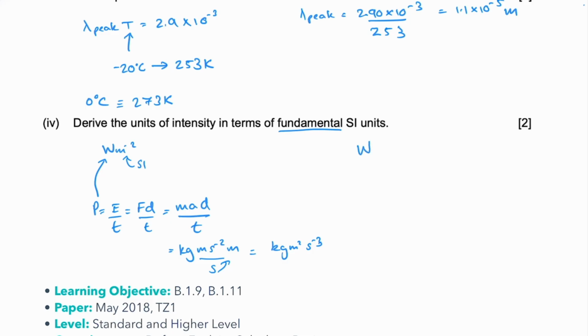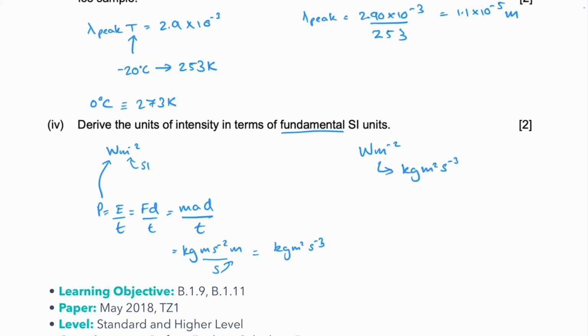So let's take it here and put it into fundamental units: kg m squared s to the minus 3, m to the minus 2. These m's cancel out, so our final units are kg s to the minus 3. That is the units of intensity in terms of fundamental SI units.